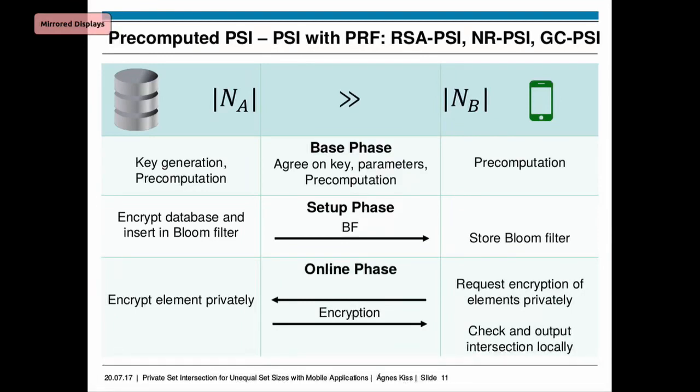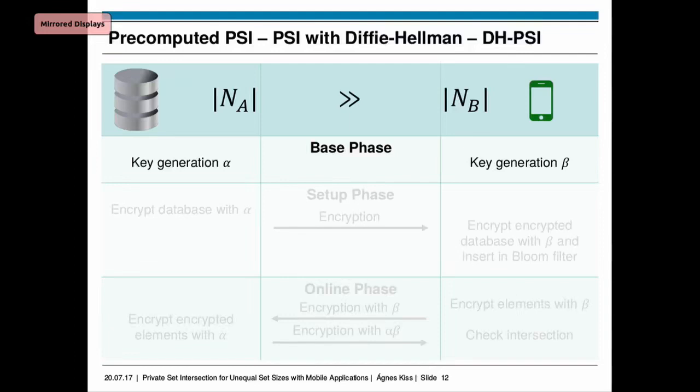And in the online phase, the client will be able to request the encryption of his elements in an oblivious way. So the server will not know what he's encrypting, and sends back the encryption, which can then be unblinded by the client, and he will know the encryption of the element and can check locally if it's in the Bloom filter or not. So he will be able to verify locally if the element is in the intersection or not.